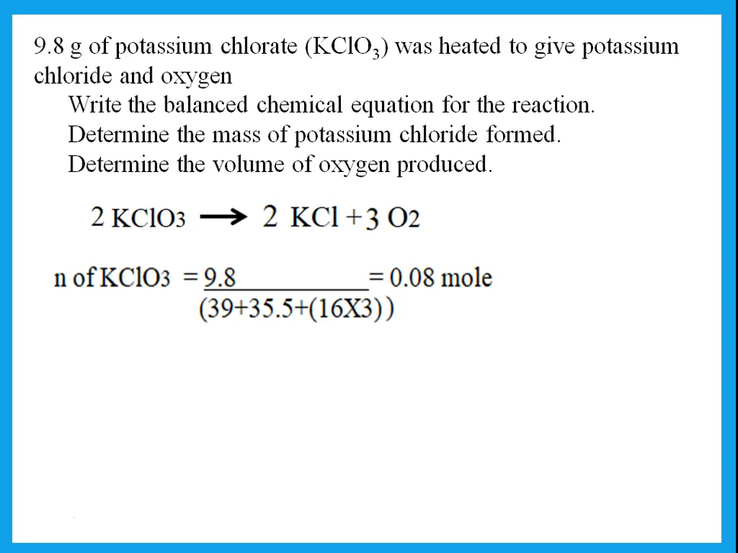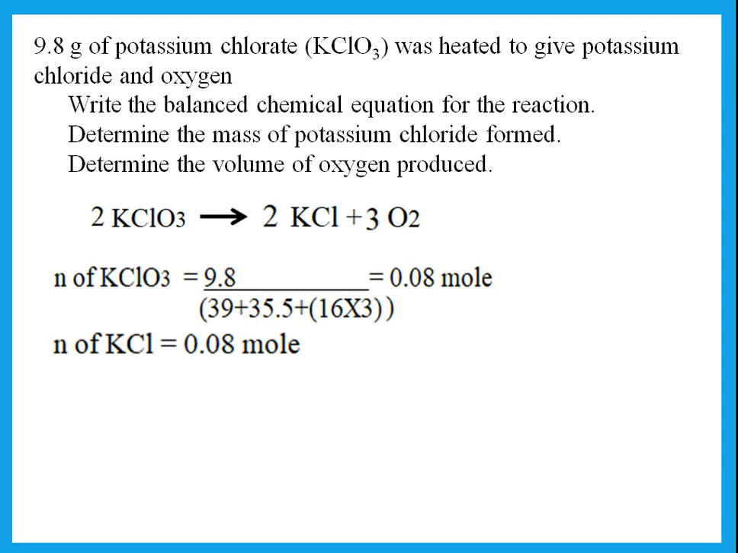So I go back to the equation and I take a look at the relationship between them. Now the equation says if I have 2 moles of potassium chlorate, it gives 2 moles of KCl. That means that the number of moles of KCl is the same as potassium chlorate, right? If this is 2, this is 2. If this is 0.08, the other one also is 0.08. So the number of moles of KCl is 0.08 mole.